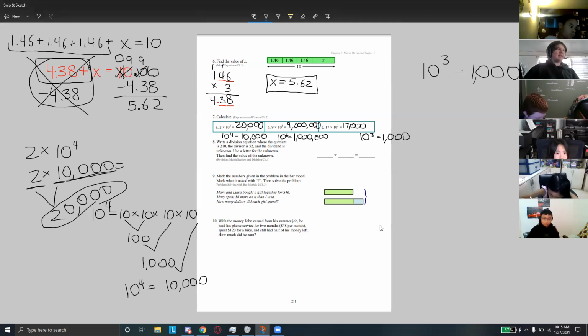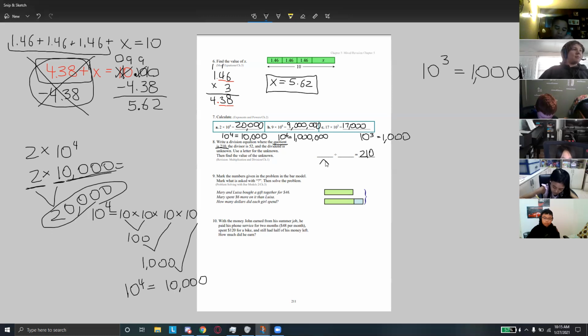Okay, a couple more questions on this page. Write a division equation where the quotient is 210, the divisor is 52, and the dividend is unknown. Well, divisor and dividend both sound like they're going to have division done with them, right? Divisor and dividend are for sure going to be on this side. The answer of your division question is called your quotient. So I know that for sure.